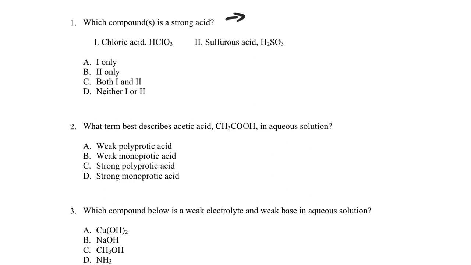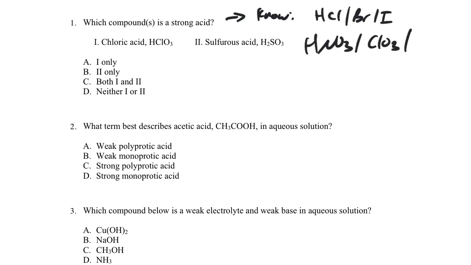And this is really just something we have to know. You have to know the strong acids are HCl, HBr, and HI. It's HNO3, HClO3, HClO4, and then the first H from H2SO4. So those are our 7 strong acids.